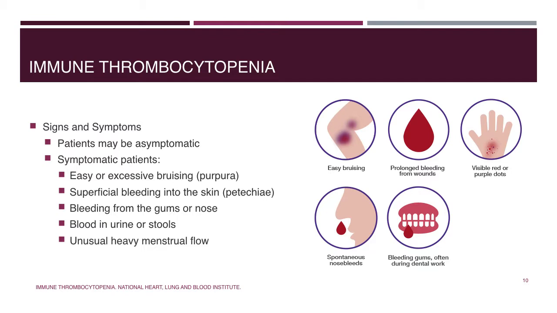ITP patients can present asymptomatically, but here is a list of common signs and symptoms of a symptomatic patient. As you can see, most of them do relate to the low platelet counts that are seen, with easy bleeding or bruising that's hard to control.